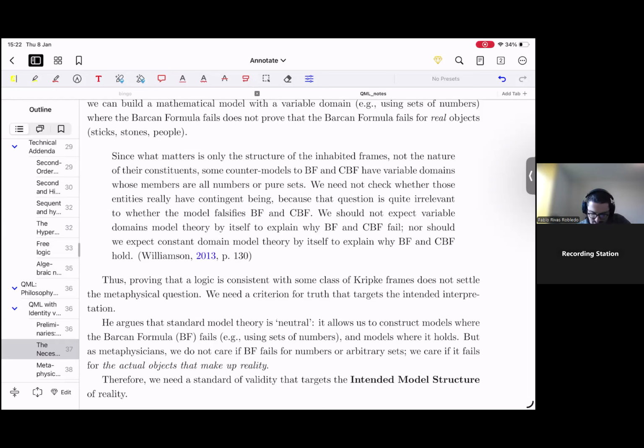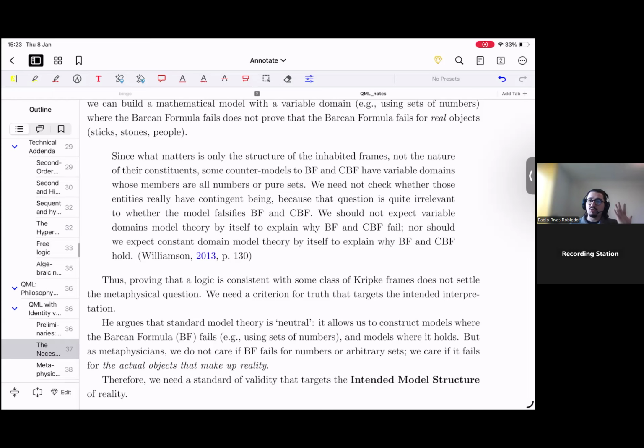And then I have this: "Thus proving that a logic is consistent with some class of pre-frames does not settle the metaphysical question of which is the correct logic for metaphysical questions. We need a criterion for truth that targets what he calls the intended interpretations." The problem, as I'm putting it here, is that standard model theory is neutral. It is about models that have either pure sets or numbers in them, but it is not really useful for thinking about objects in our reality and doing modal reasoning with them.